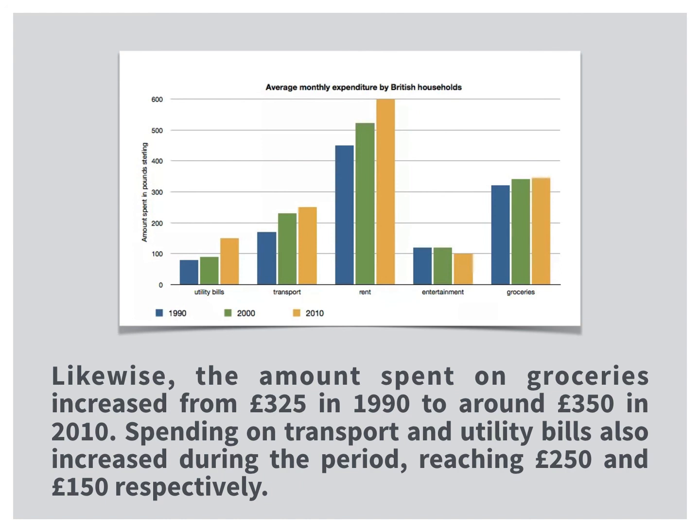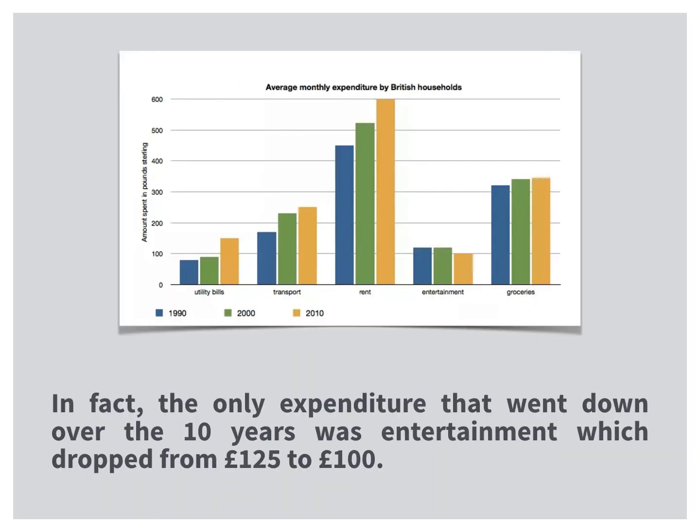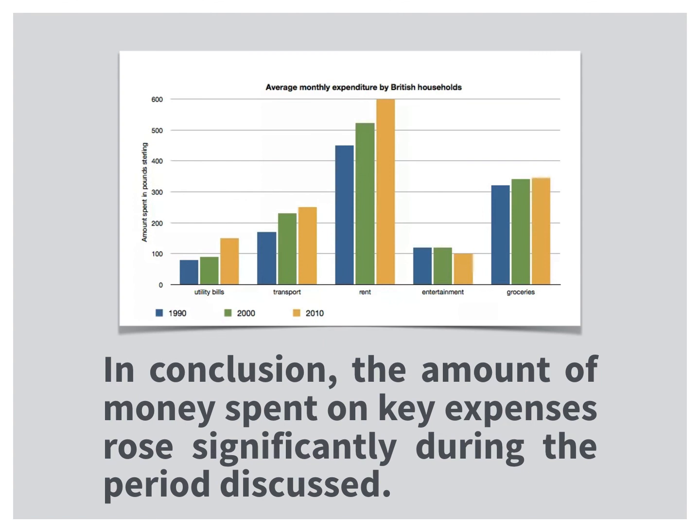Now, we already mentioned that the amount of money people spent on entertainment actually went down during the period. Now here, we should talk about that because it's actually an exception to this second trend. So here we would say that entertainment was the only thing where the expenditure went down during the period. And again, we just finish with a simple concluding sentence that restates our main idea using different words.